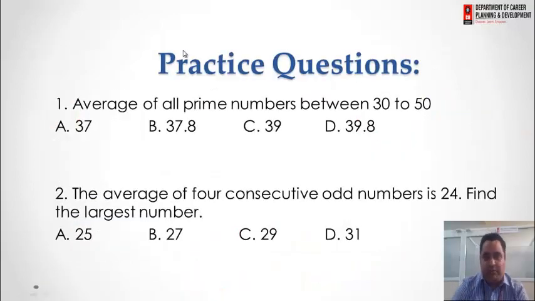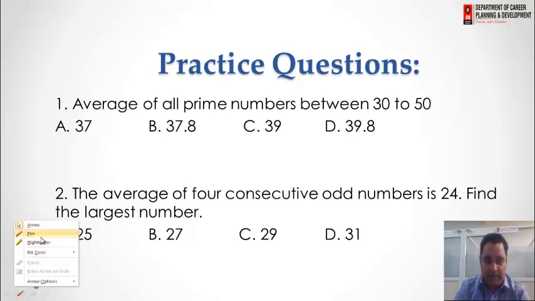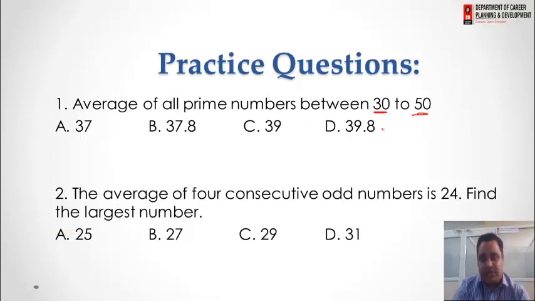So friends, now we have some practice questions on averages. The first question: what is the average of all prime numbers between 30 and 50? The range of the prime numbers is 30 to 50, with both numbers excluded. Firstly we need to know what prime numbers we have. The first prime number is 31, then we have 37, then 41, 43 and 47. So these 5 prime numbers lie in between.